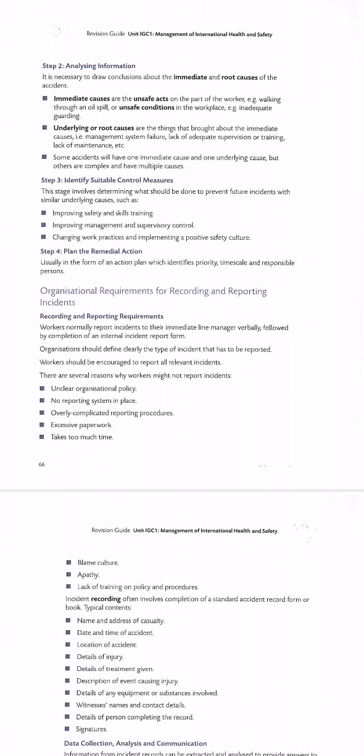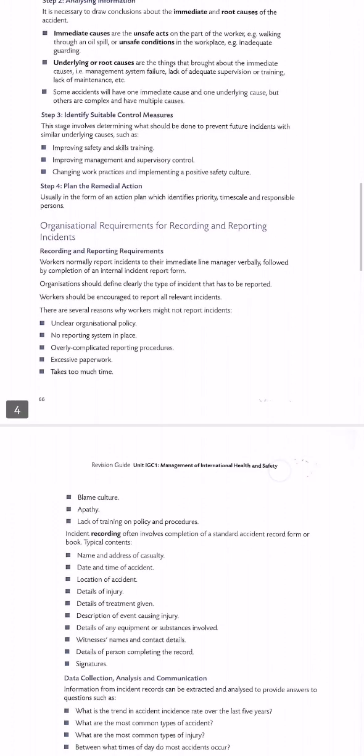What are the reasons why sometimes workers will not report some incidents? Because 1, there is unclear organization policy, no report system in place, overly complicated report procedures, then extensive paperwork. Maybe if they have extensive paperwork, it takes too much time to write that report. So those are the reasons why sometimes workers don't write reports: maybe because of the organization policy, or because there is no report system, so how can we go about it.